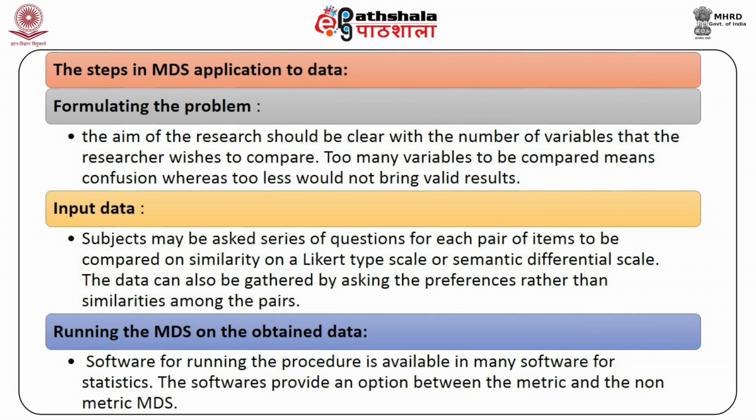For the input data, the subject may be asked a series of questions for each pair of items to be compared on similarity, on a Likert type scale or a semantic differential scale. The data can also be gathered by asking for preferences rather than similarities among the pairs.